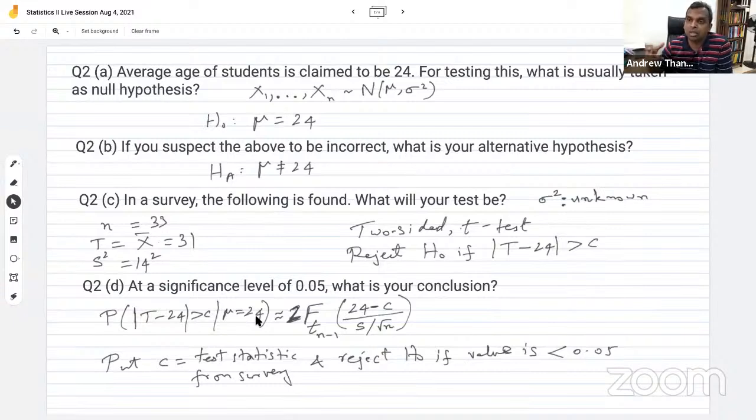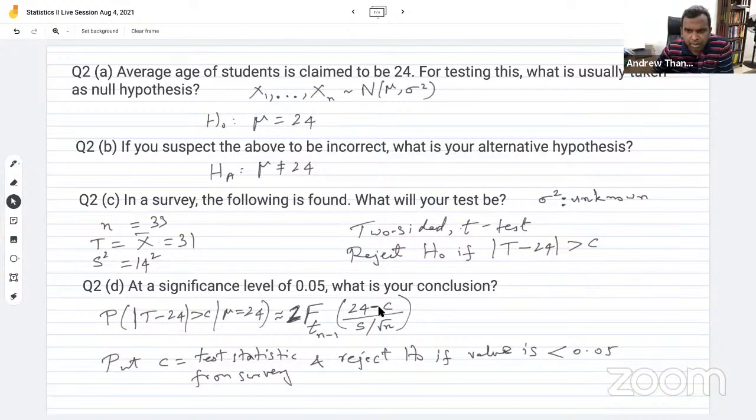Now here is where we use what we know about the distribution. If your original samples are IID normal, then the sample mean when you don't know the variance, this T minus 24 by S by root n, ends up having a t distribution.